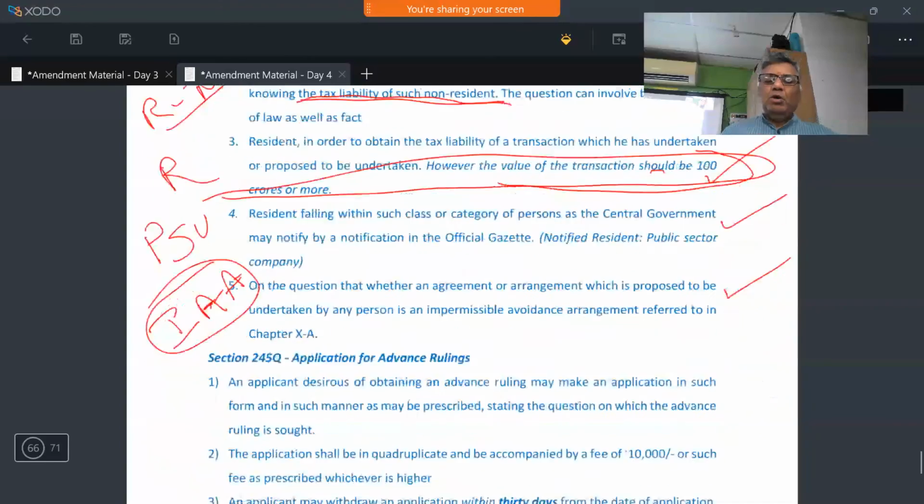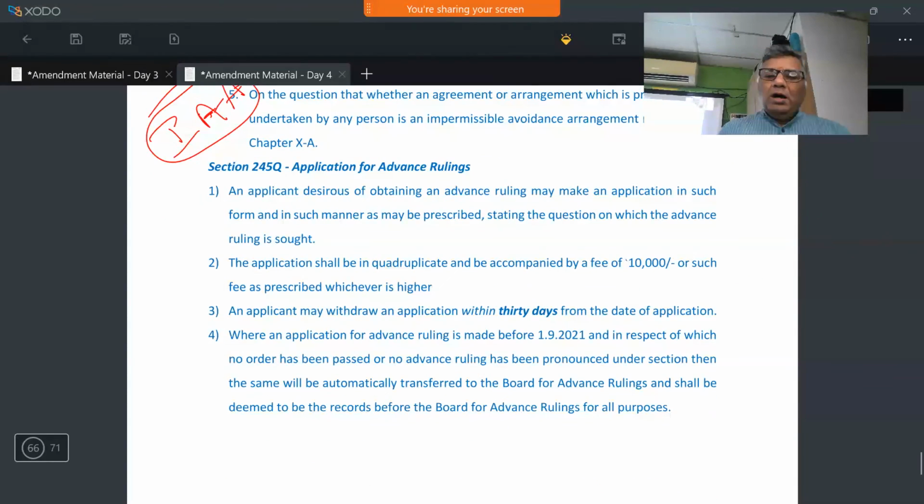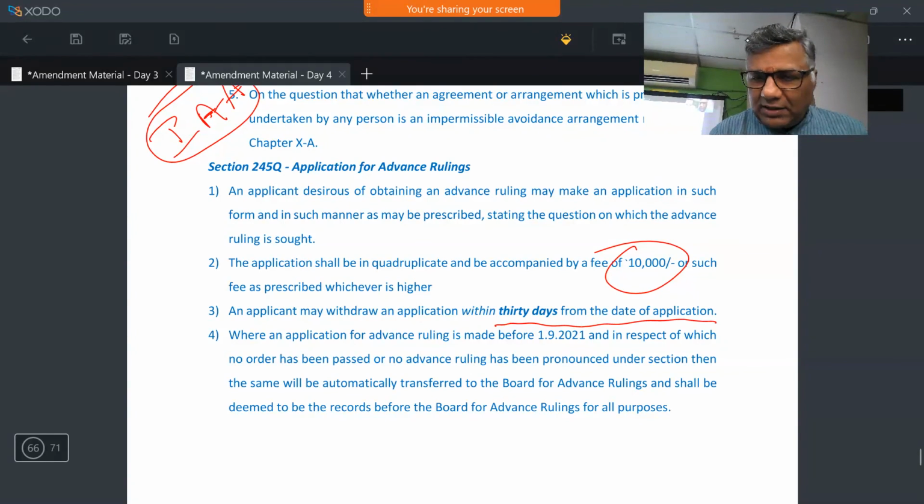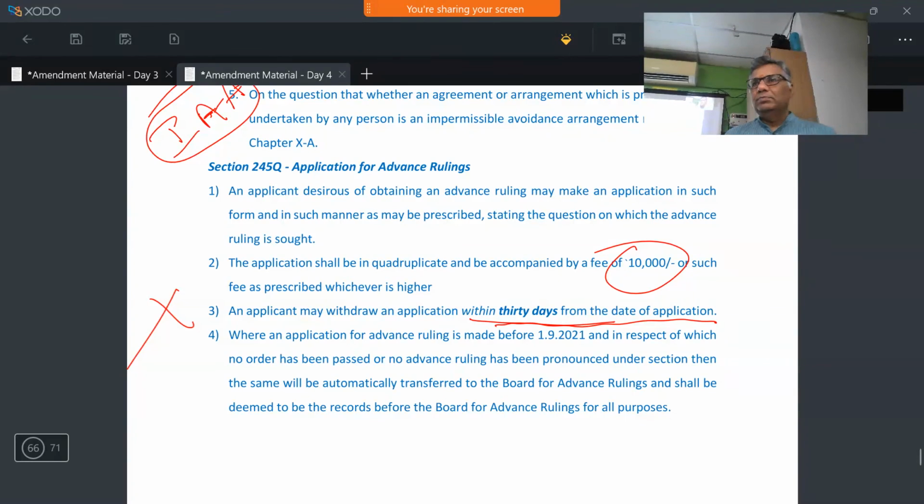Okay. Who can apply? Application, how to apply? You should pay 10,000 as the fees. An applicant can withdraw within 30 days from the date of application. Otherwise, he cannot withdraw.